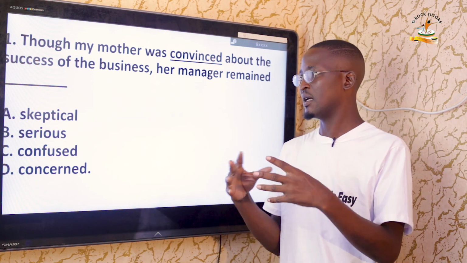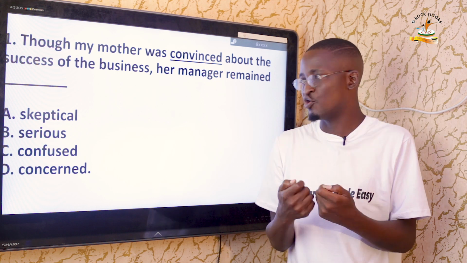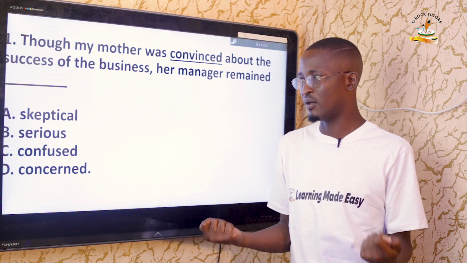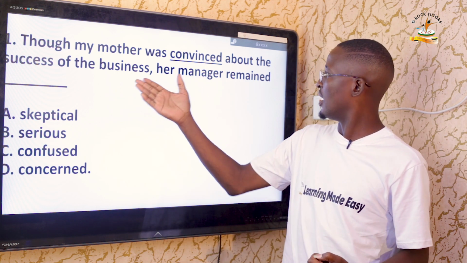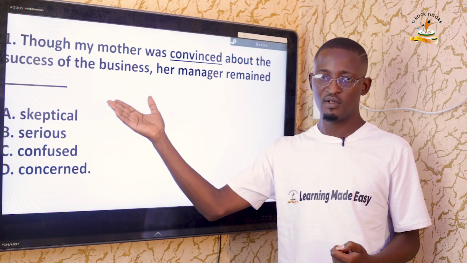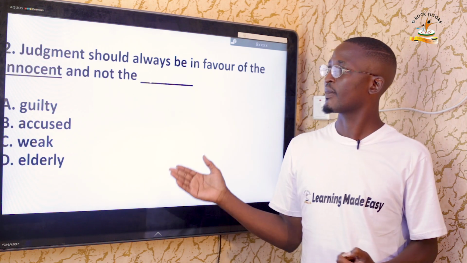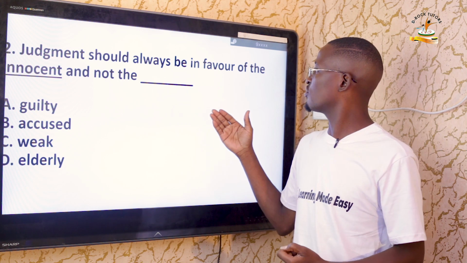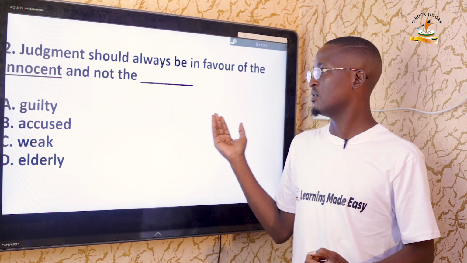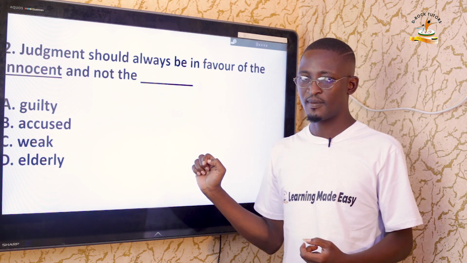Skeptical here means that you are not yet sure. You're unsure of what is actually going to happen. So, conviction, then skeptical as the opposite. Number 2. Judgment should always be in favor of the innocent and not the dash.